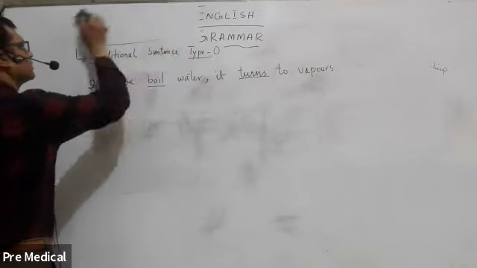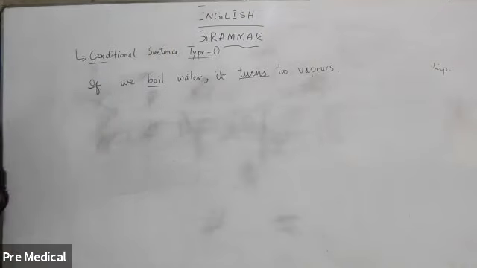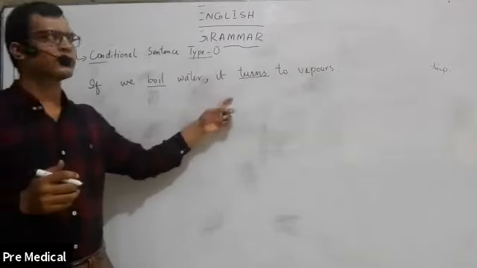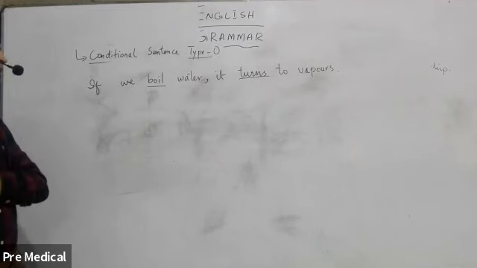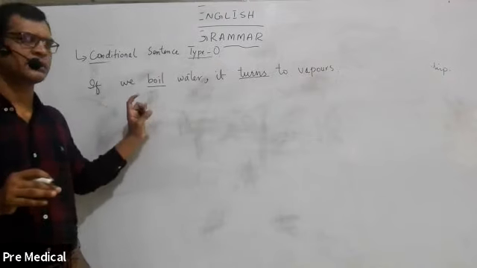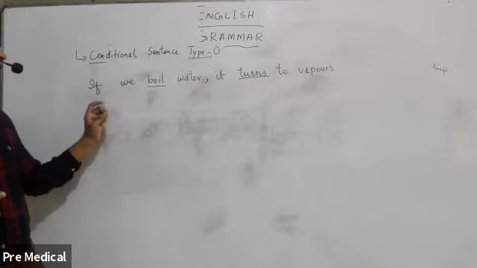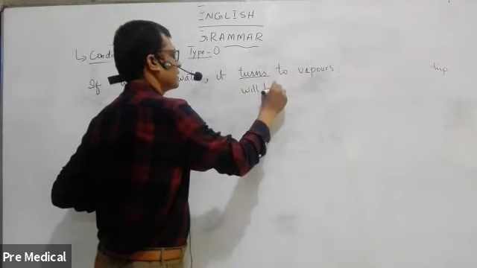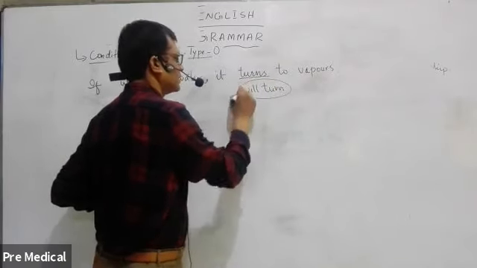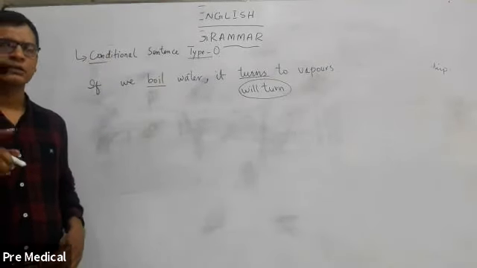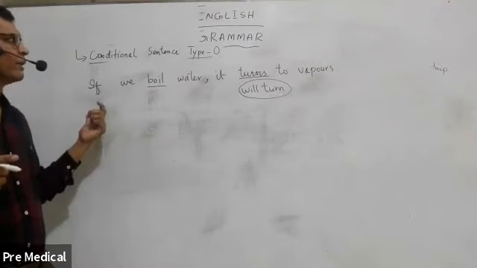we use present simple tense in both the parts. With the if clause and with the main clause, we use present simple. That's the idea. But it is also possible to say that if we boil water, it will turn. But if you use this structure, then this will be conditional sentence type 1. The type will change. It won't be the 0 type.